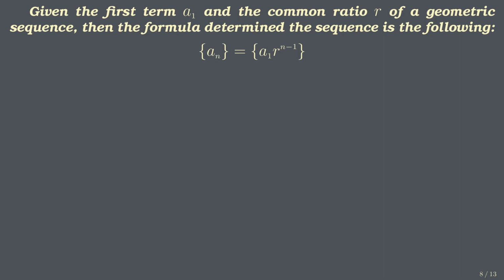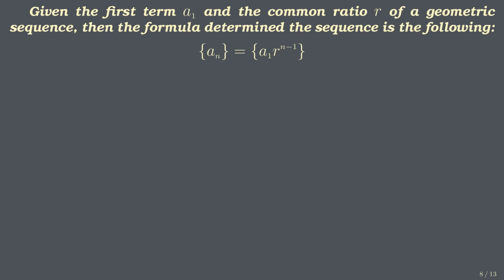So we know that giving you a geometric sequence is equivalent to giving you the first term and the common ratio r. And from this we can recover the formula for the geometric sequence as an is equal to a1 times r to the power n minus 1.